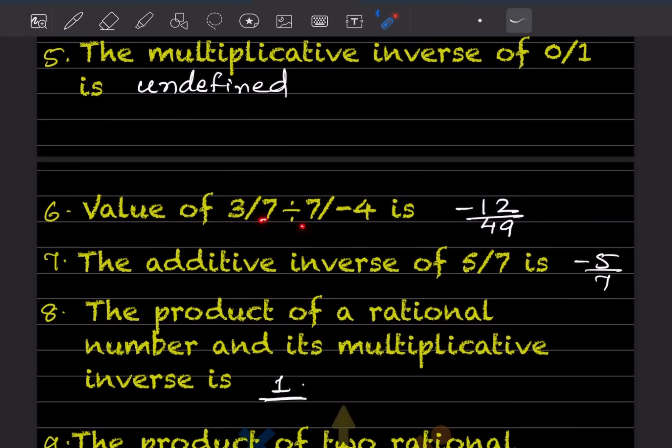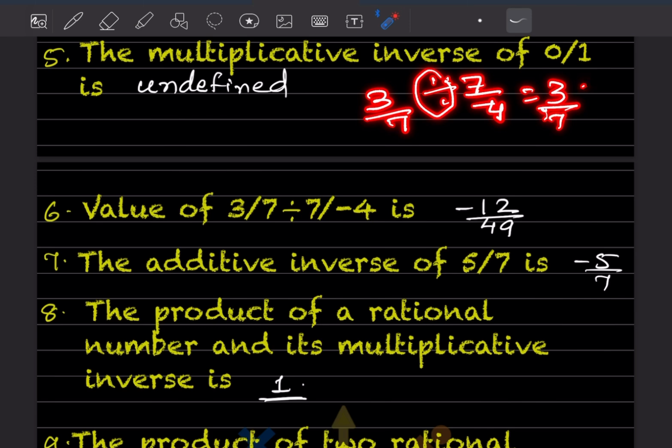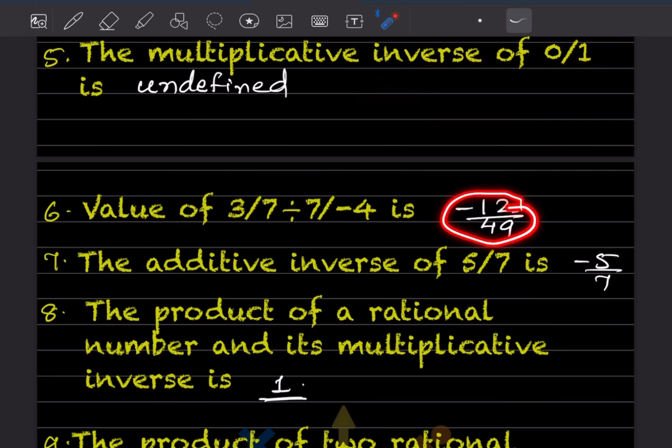Value of 3 by 7 divided by 7 by minus 4. So what will you do? You will write this as 3 by 7. This division will become multiplication and this will get flipped over. That is going to be minus 4 by 7. So what is that going to be? 4 3s are 12, but this is a minus sign. And since multiplication, 7 7s are 49. So minus 12 by 49.